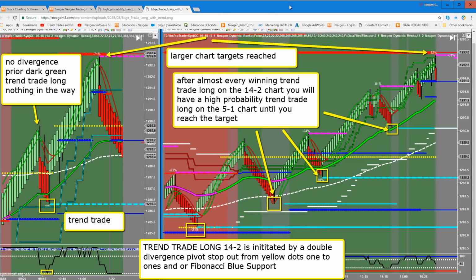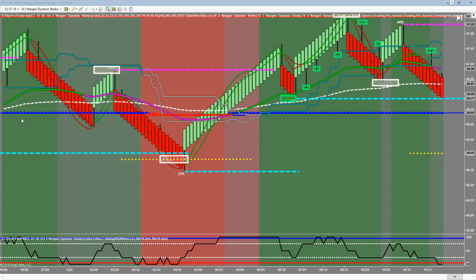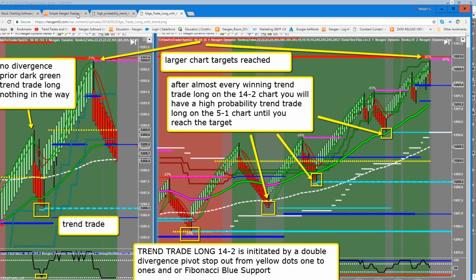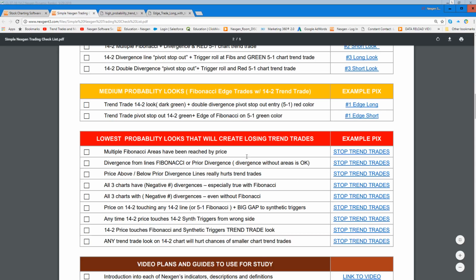So what I wanted to do is take a look at today's trading action. And again, our trading plan starts with the 14-2 chart. This yellow line I put in here is midnight. So I just wanted to go through two of the different looks that we have in this simple plan. And again, this is how you use this thing. This is how I want you to use it.